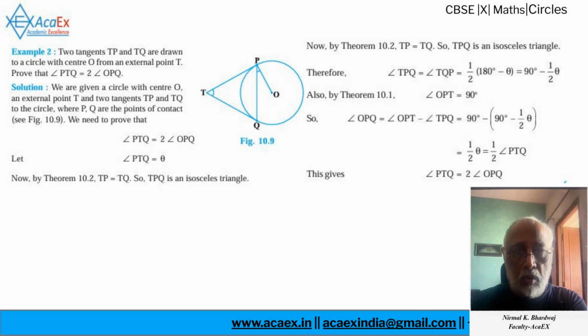Each is calculated as 1/2 of (180 degrees minus theta), which simplifies to 90 degrees minus 1/2 theta. We know from Theorem 10.1 that the angle OPT between the radius and the tangent is 90 degrees. The angle OPQ is the difference between angle OPT and angle TPQ. So angle OPQ equals 90 degrees minus (90 degrees minus 1/2 theta), which simplifies to 1/2 theta. Since theta is the angle PTQ, we have shown that angle OPQ is half of angle PTQ. Therefore, angle PTQ is equal to 2 times the angle OPQ.